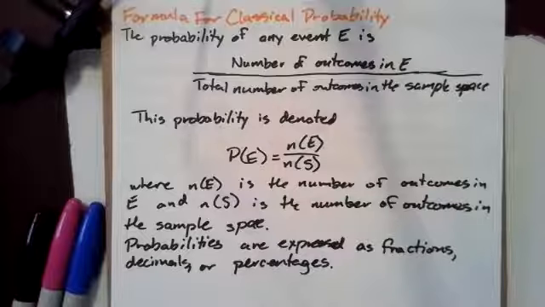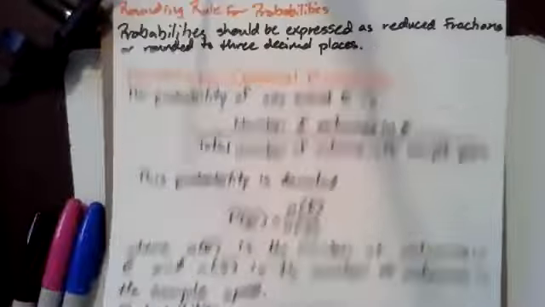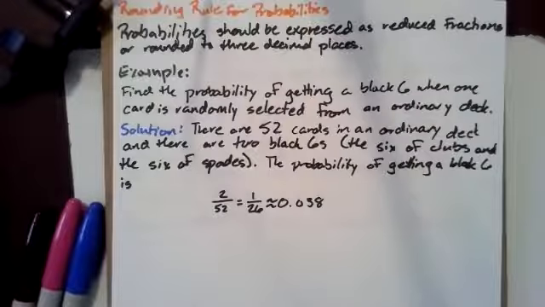Probabilities are expressed as fractions, decimals, or percentages. The rounding rule for probabilities says that probabilities should be expressed as reduced fractions or rounded to three decimal places. For example, find the probability of getting a black six when one card is randomly selected from an ordinary deck. The solution is: there are 52 cards in an ordinary deck and there are two black sixes, the six of clubs and the six of spades. The probability of getting a black six is 2/52, which we reduce to 1/26, and that's approximately equal to 0.038.